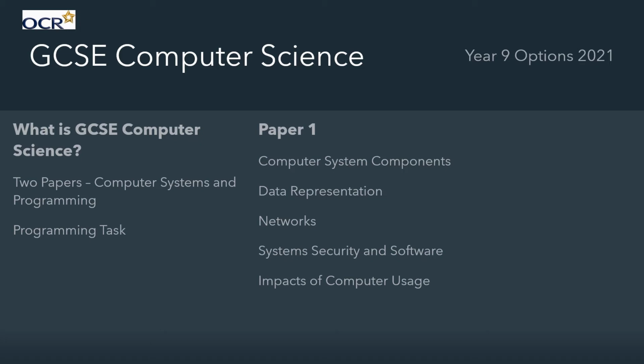Then we look at how we connect computers together to create networks and how that all works, the infrastructure we need and the medium that we need and the devices that we need as well. And then we look at how we can secure those systems using software and even our own ways of behaving. And finally, we look at the impact of computer usage on the world from two perspectives, the negatives and the positives. That's paper one.